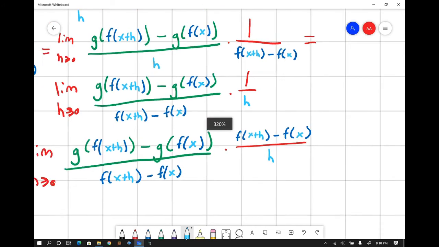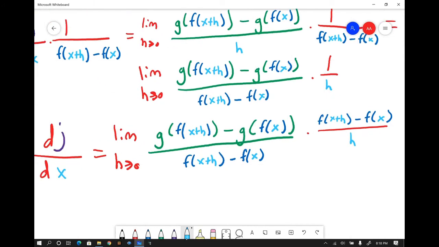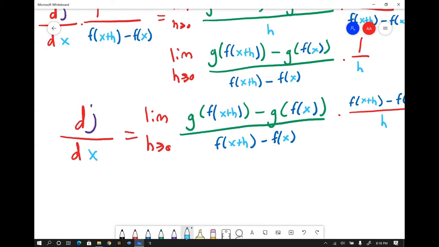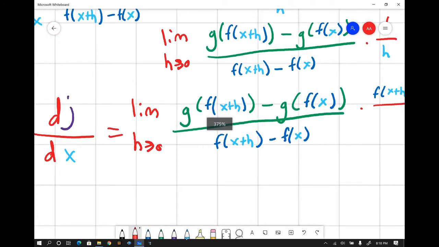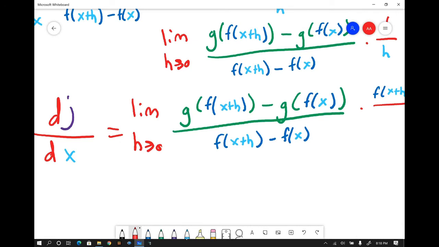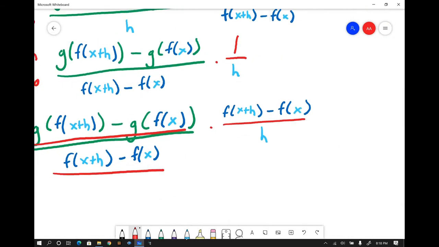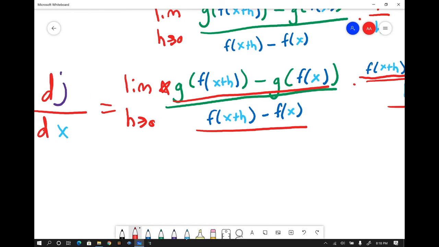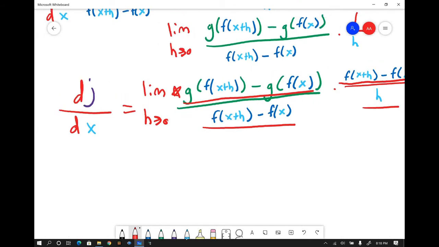So what we could do here is cancel our f of x plus h minus f of x's, but we would just go back to the same spot and we would just have gone in a circle. But what we see here is that we have our output section in the numerator here and our input section here. And we also have the same thing over here. Our output section's up here and our input section's down here. And that means that we can just write this as derivatives.